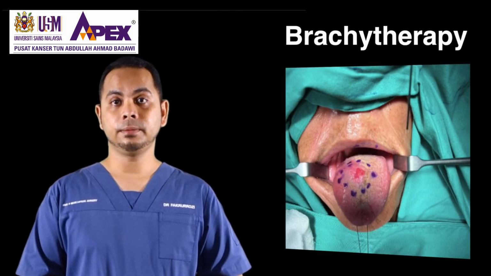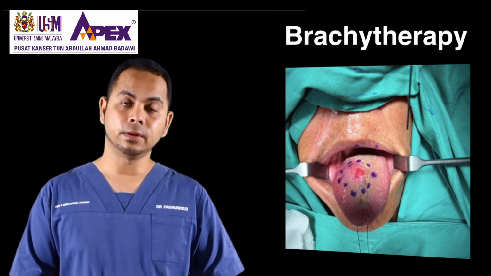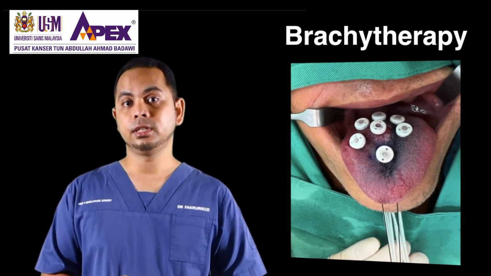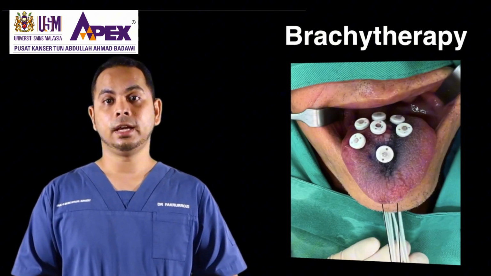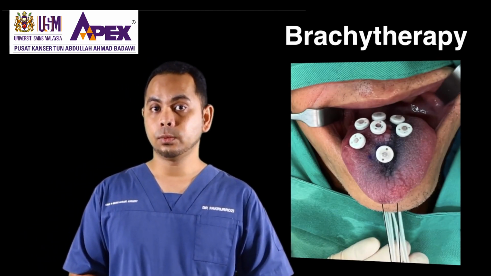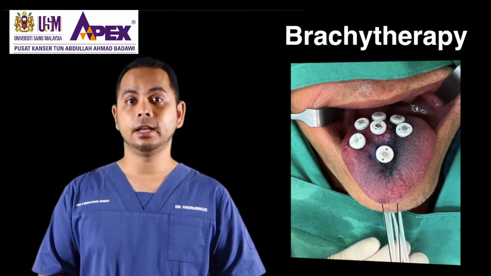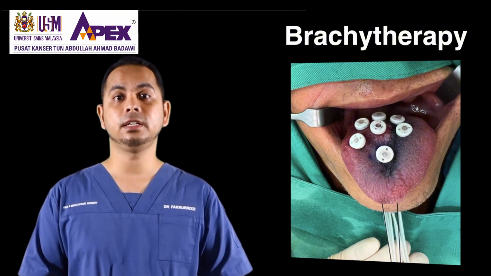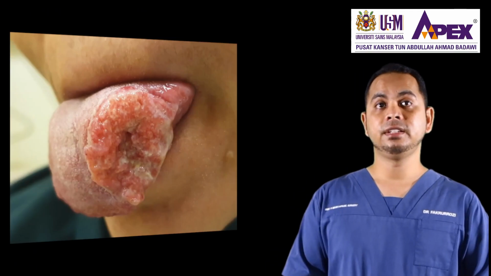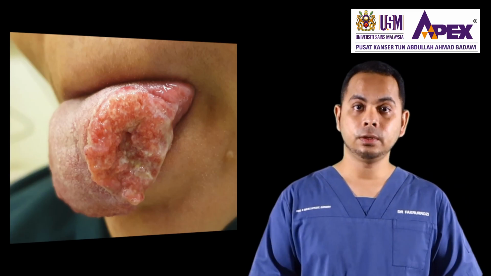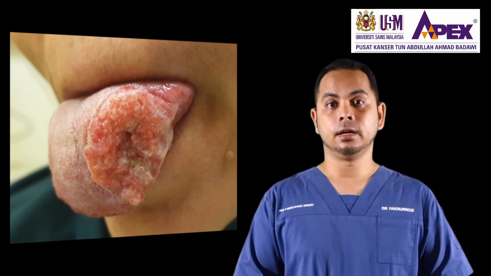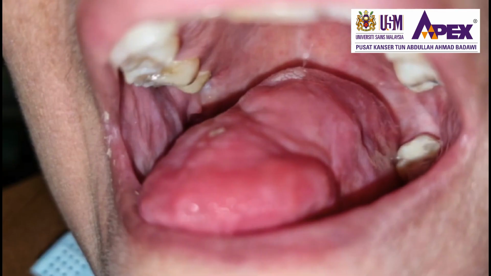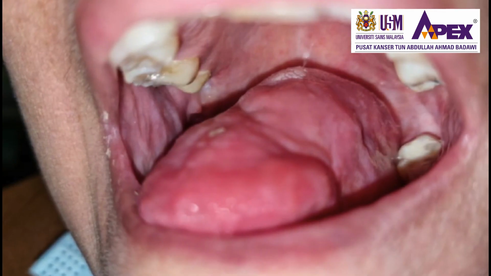For brachytherapy, we apply the same principle as surgery, where we put the applicator at a 1 centimeter margin of the tumor. It takes around 2 to 3 hours to put in the applicator, and the brachytherapy session itself is definitely a painless procedure. This is an example of a patient who had an exophytic tumor on the left lateral border of the tongue. This is his condition 9 months after treatment.